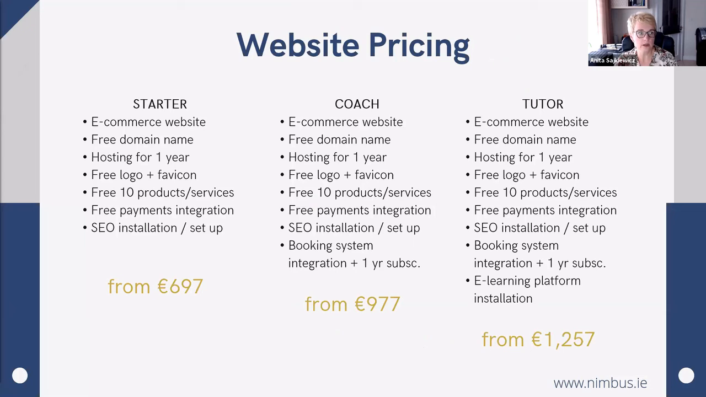The first one is the simple traditional e-commerce website, which is called Starter. That's an example of a coach website, that nutrition website that I showed you at the beginning. It will contain all the functionality of a proper e-commerce website, plus a free domain name, hosting, free logo, free 10 products, free payments integration, and SEO installation. All of this you can get for just 697 euro.